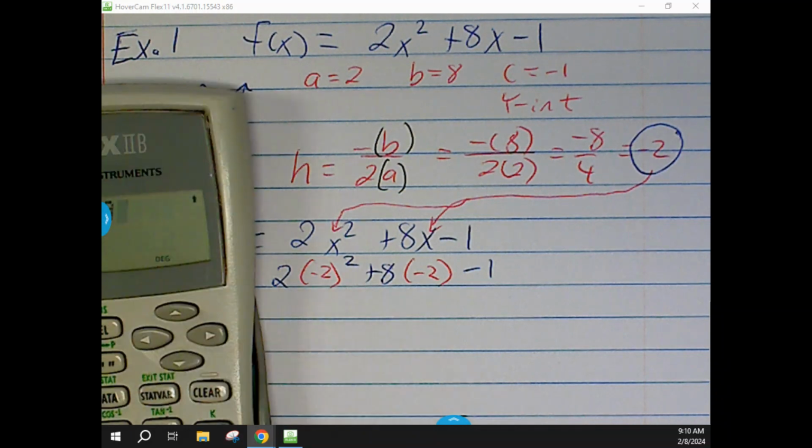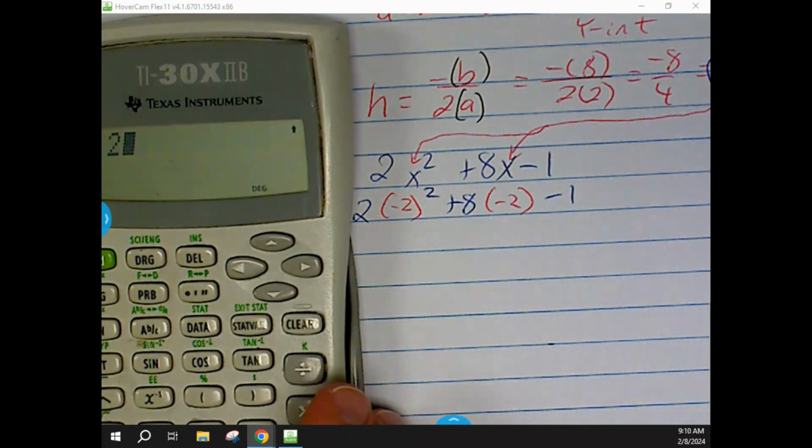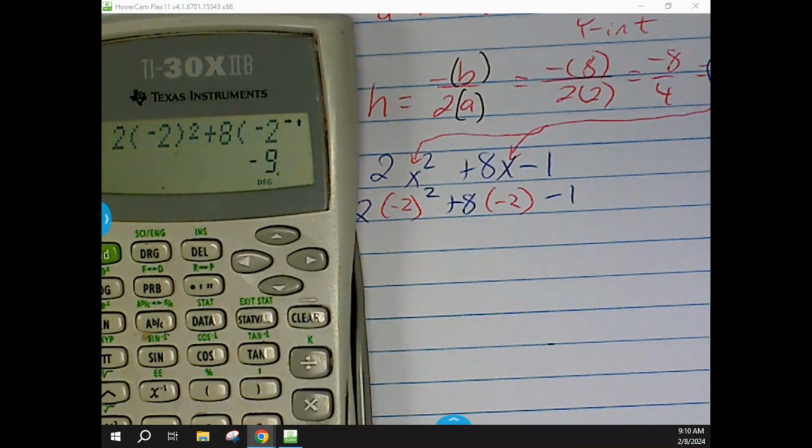Okay, so if we use parentheses, we've got 2 times -2 squared plus 8 times -2 minus 1. So it should be -9.